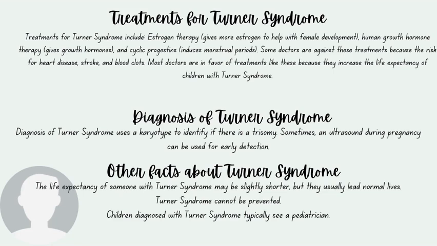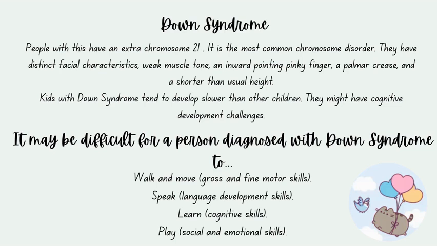How is Turner syndrome diagnosed? Diagnosis of Turner syndrome uses a karyotype, which is basically like a chromosome map, to identify if there is a trisomy. Sometimes an ultrasound during pregnancy can be used for early detection, which is the best choice. Other facts about Turner syndrome: the life expectancy of someone with Turner syndrome may be slightly shorter, but they usually lead normal lives. Turner syndrome cannot be prevented. Children diagnosed with Turner syndrome typically see a pediatrician.